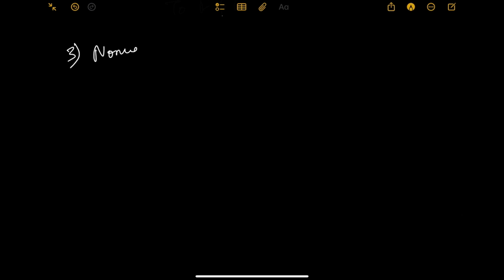So we will move on to the nominal account, which is the third golden rule of accounting. Nominal account. So nominal account relates to expenses, income, gains, losses, right? For example, we are debiting all expenses and losses and crediting all income and gains under nominal account. So what is the rule for nominal account?